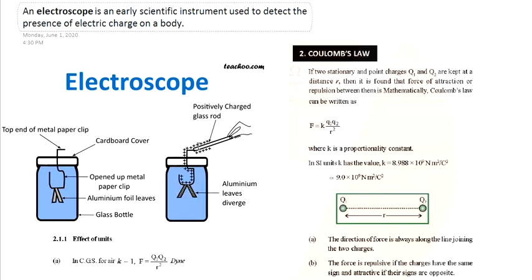So this is a small experiment with an electroscope. An electroscope is used to detect the presence of an electric charge.